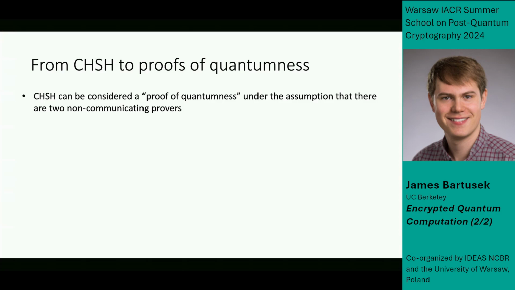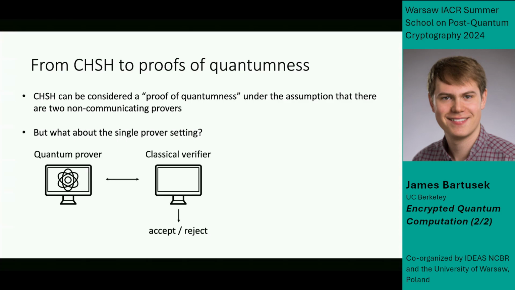So if we run this game with two non-communicating classical provers, the best they can do is 0.75. But if we repeat the game and we see that they're actually winning with probability 0.85, then we can be sure that there must be something quantum going on. So this is really a bona fide proof of quantumness under the assumption that we're testing two non-communicating provers.